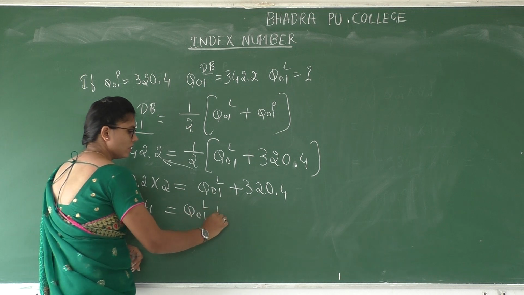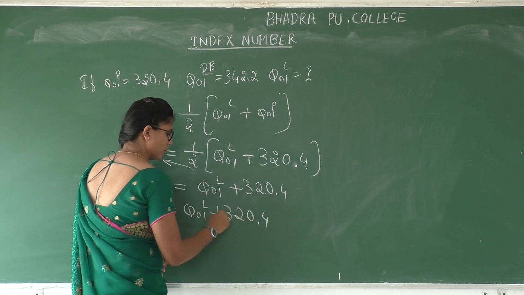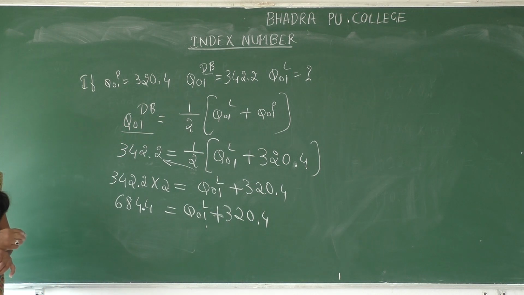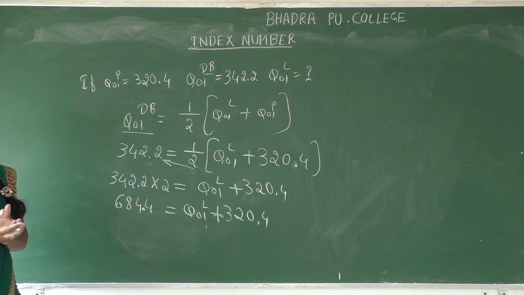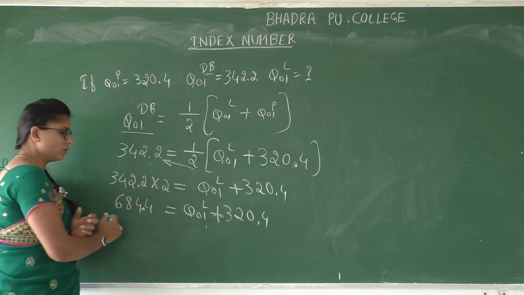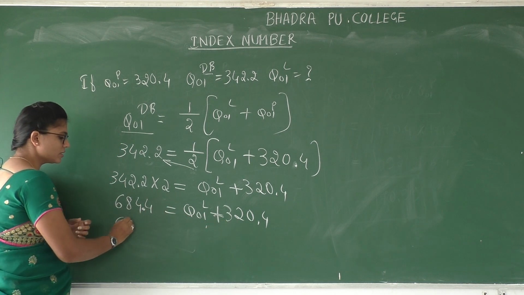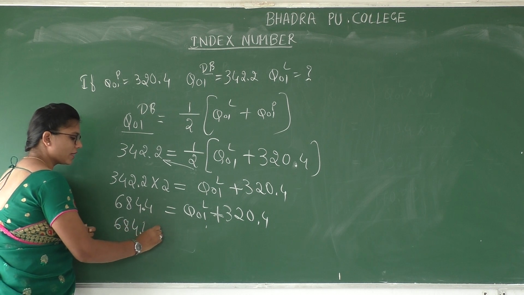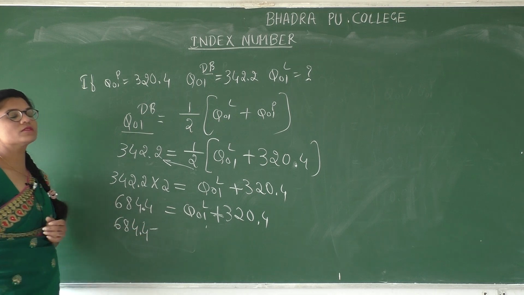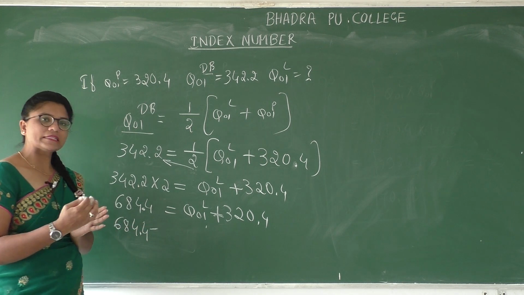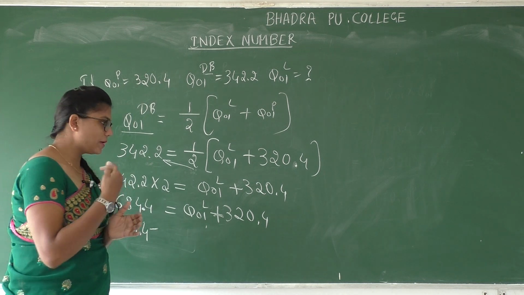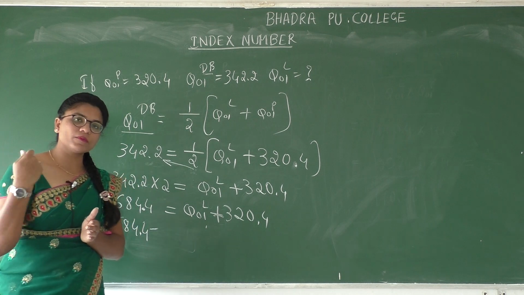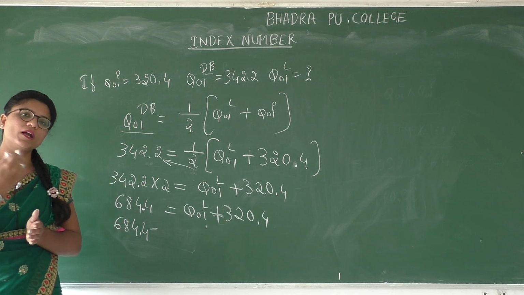is equal to Q01L plus 320.4. So, in LHS side we have 684.4, it is a bigger number. In RHS we have 320.4, it is a lesser number. So what you will do? Transfer this lesser number to LHS. Okay. So here you will get 684.4 minus what? Here you have plus 320.4. If you transfer plus sign from RHS to LHS, the plus sign will become minus.